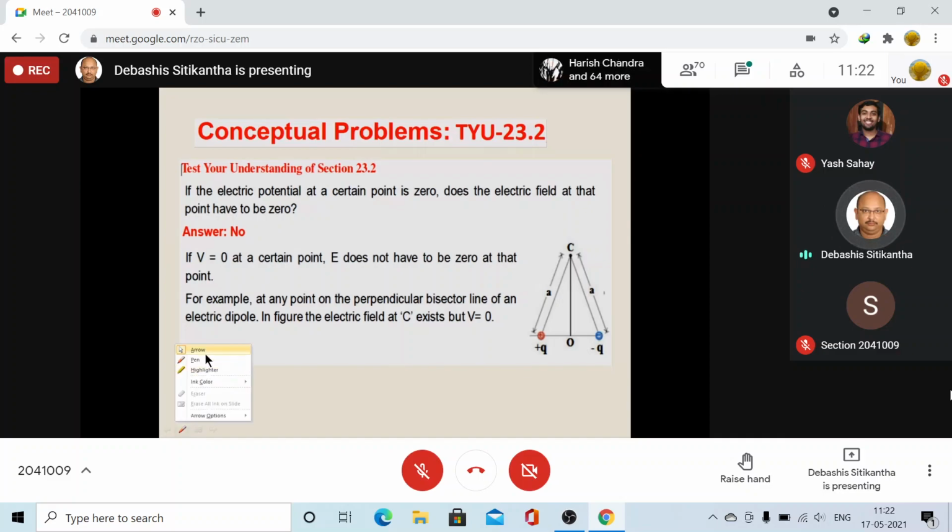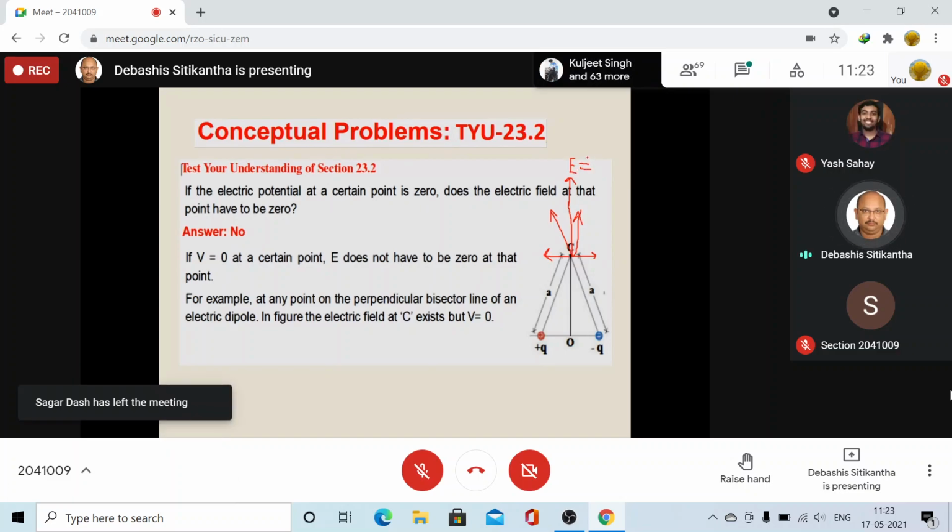As you can see, this one is going to produce a field in this direction and this one in this direction. Now you will resolve them into components. The horizontal components are going to add up to result in a resultant electric field, whereas the vertical components are going to cancel out each other's effect. So the electric field over here is not going to be equal to 0, whereas your electric potential is going to be equal to 0.